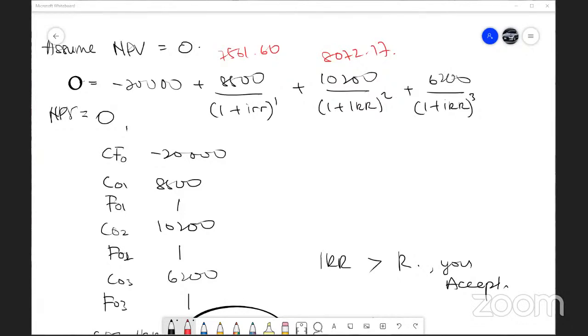Six thousand two hundred divide by 4364.93. 7561.6 plus 8072.17 plus 3.93. I got it, what? If you follow my figure, can you get it or not?